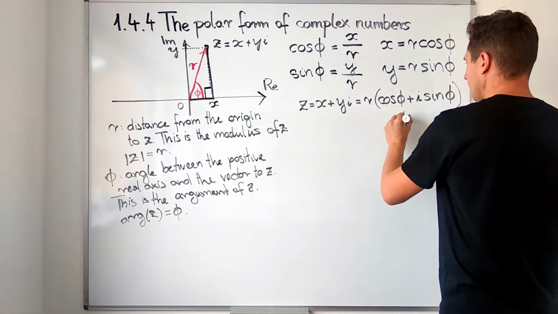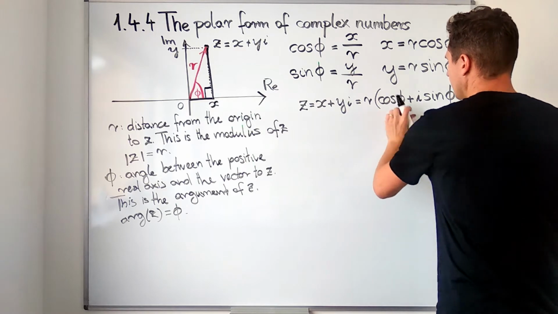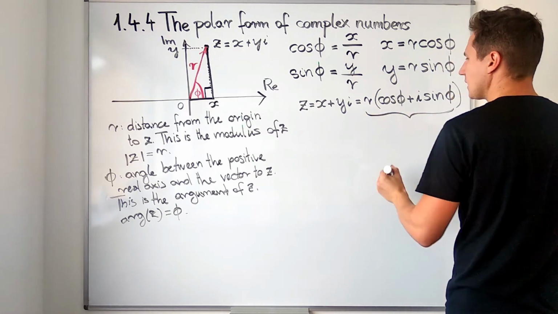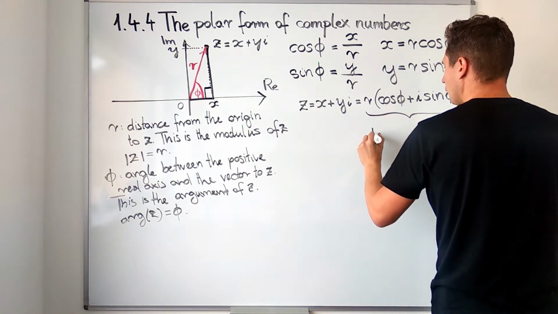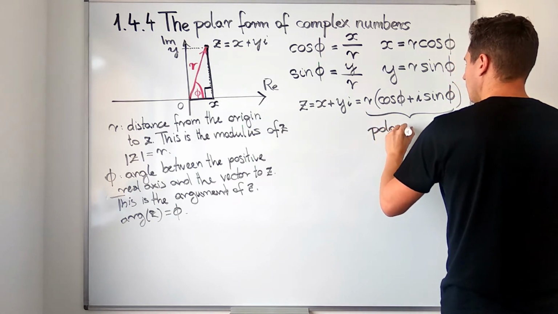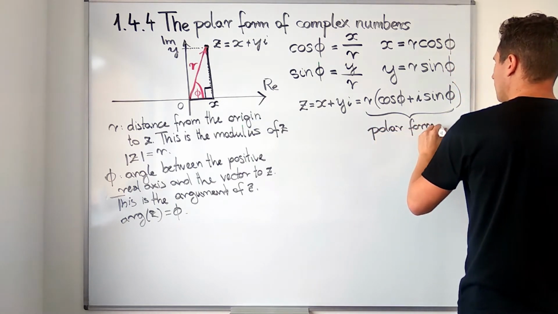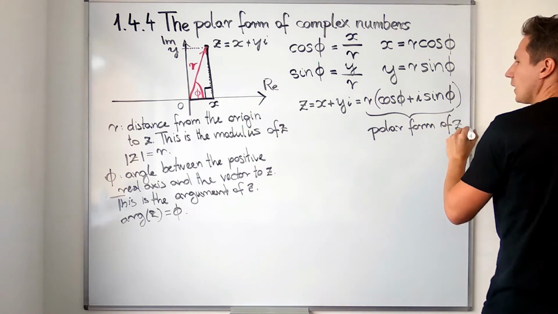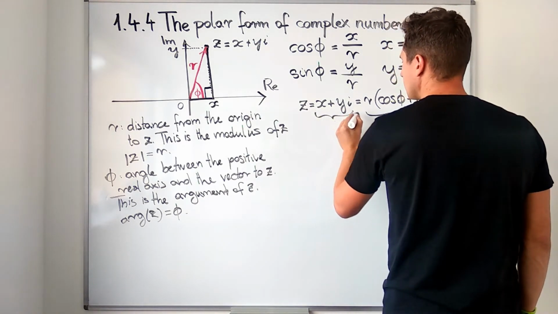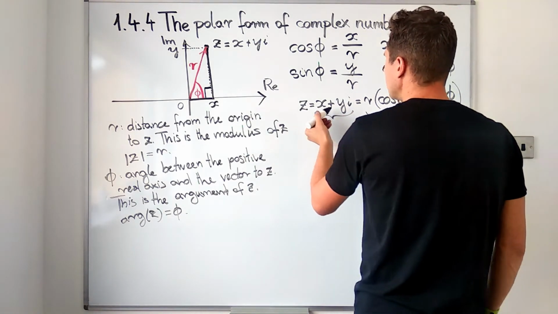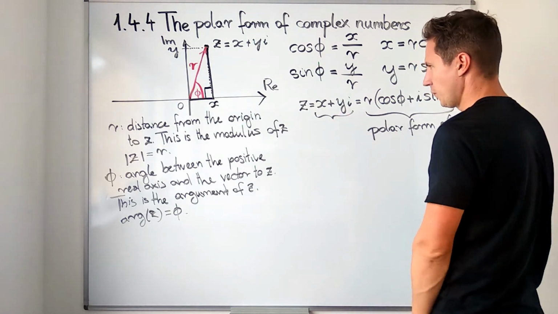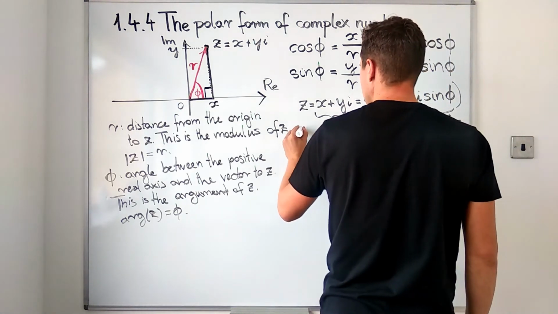This way of expressing a complex number z is called the polar form of our number z. In contrast with that, we can now refer to this original way of writing a complex number as the algebraic form.